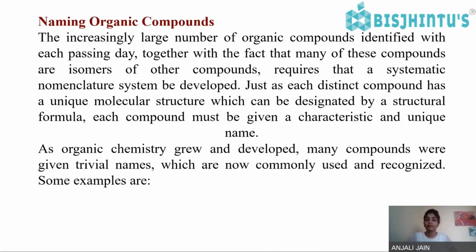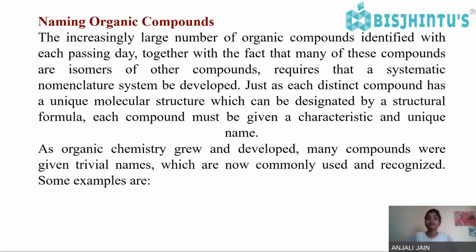Okay. So, naming of organic compounds. The number of organic compounds identified is increasing with each passing year, because research is going on today, and many of these compounds are isomers of other compounds. Isomers are those which have the same molecular formula but differ in structure, and can have a different functional group. So these are the various types of isomers. We will discuss them later.